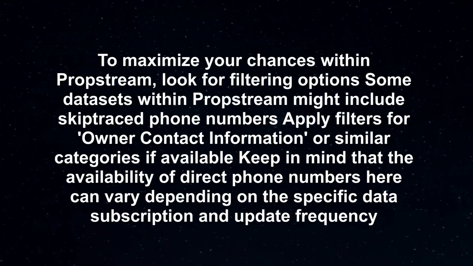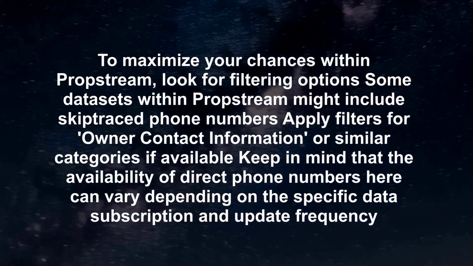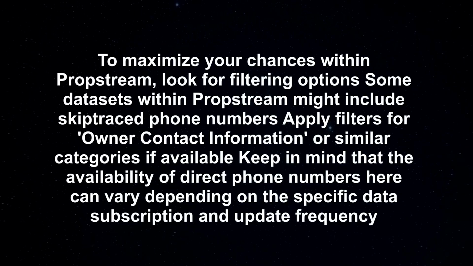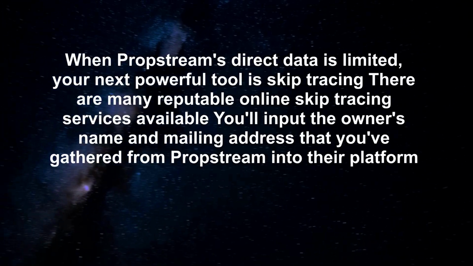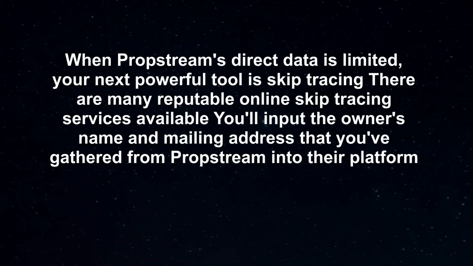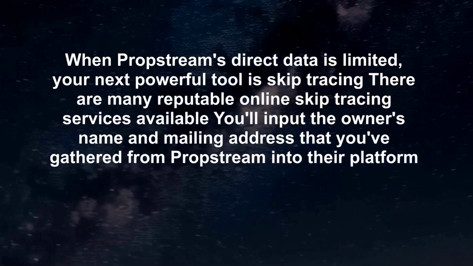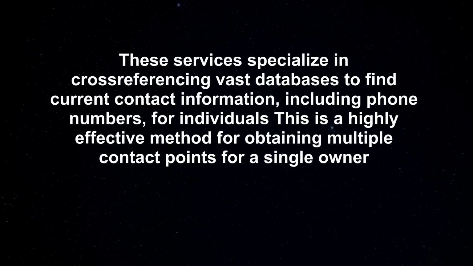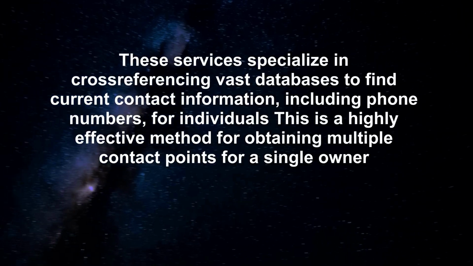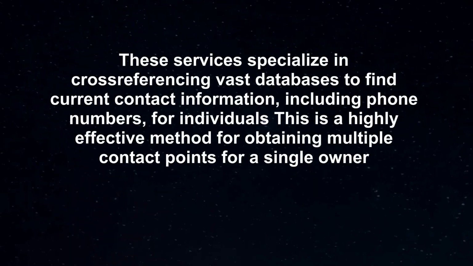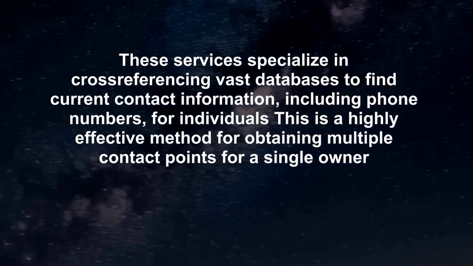If available, keep in mind that the availability of direct phone numbers here can vary depending on the specific data subscription and update frequency. When Propstream's direct data is limited, your next powerful tool is skip tracing. There are many reputable online skip tracing services available. You'll input the owner's name and mailing address that you've gathered from Propstream into their platform. These services specialize in cross-referencing vast databases to find current contact information, including phone numbers. For individuals, this is a highly effective method for obtaining multiple contact points for a single owner.